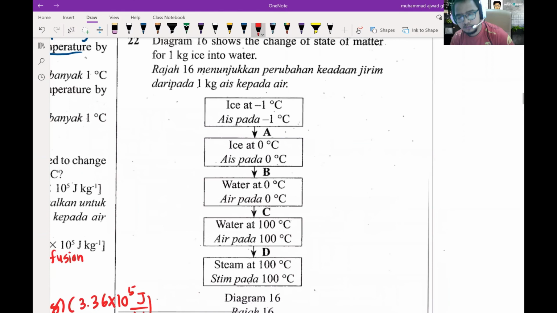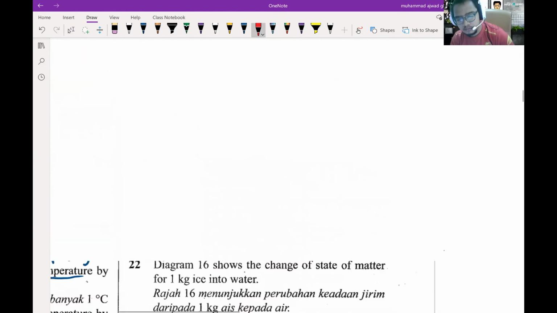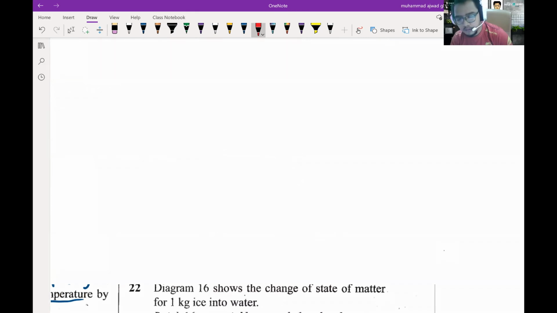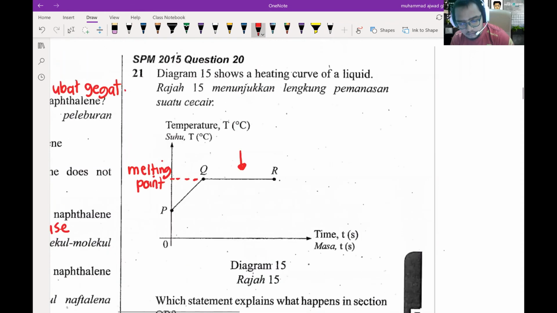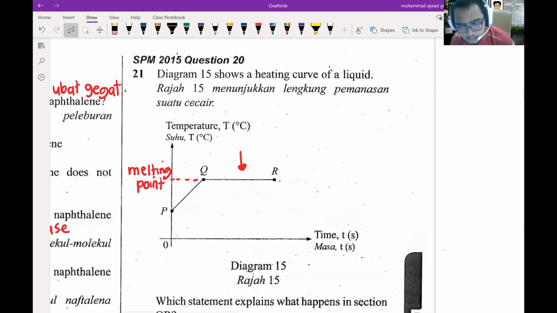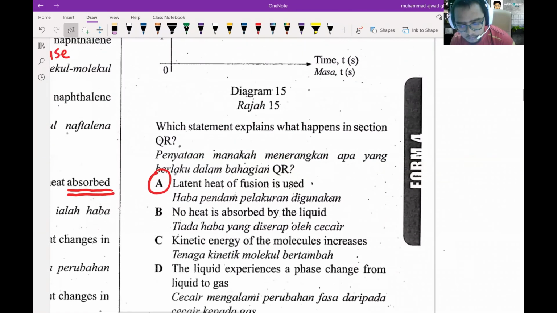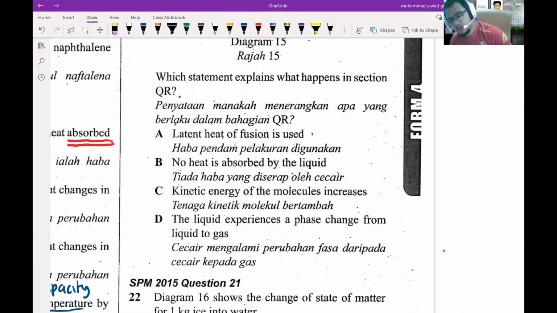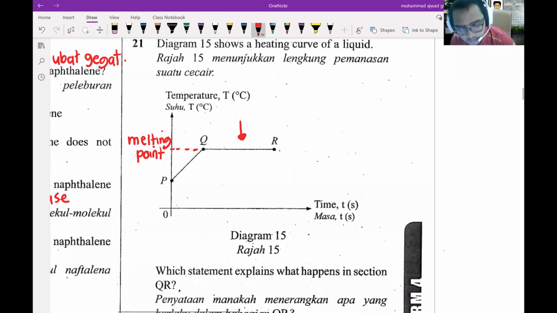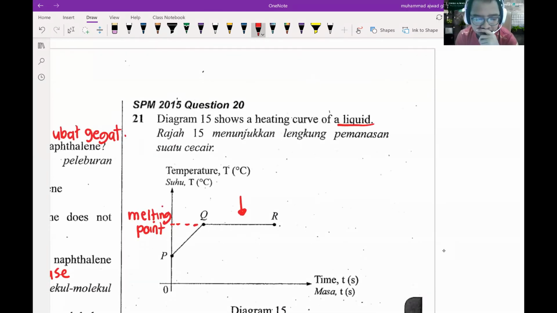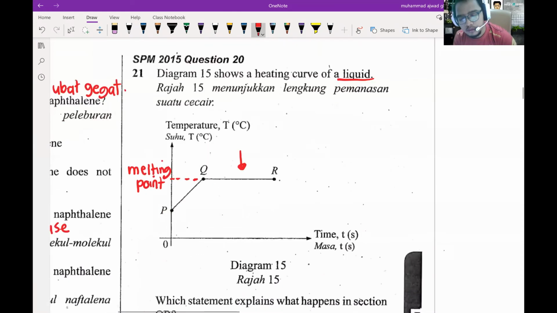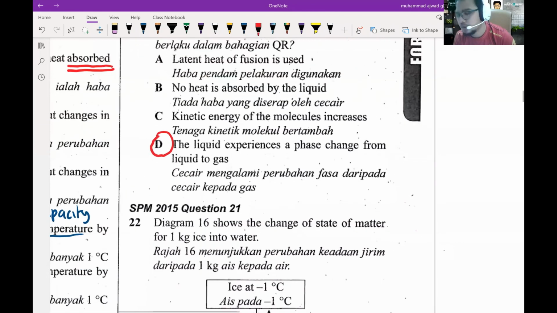Okay. Cikgu, isn't that for latent heat of vaporization? Vaporization, sebab dia cakap liquid. Oh, jap. Heating curve of a liquid. Oh, maknanya. So the answer is D. The liquid experiences a phase change from liquid to gas. Heating curve of a liquid. So jawapan dia D, liquid to gas. Okay.